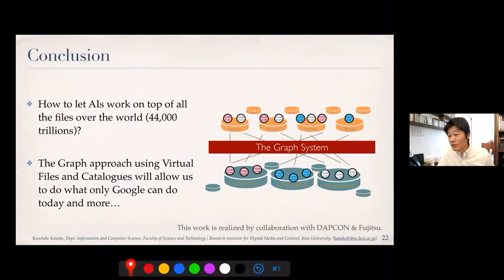This is the final conclusion. Starting from how to let AIs work on top of 44,000 trillion files, I said that coarse-grain filtering by network, or flexible binding between the content and the service, is important before getting those contents into the content AI. I believe that this graph approach using budget files and catalogs will allow us to do what only Google can do today, and more, because we have third-party involvement.